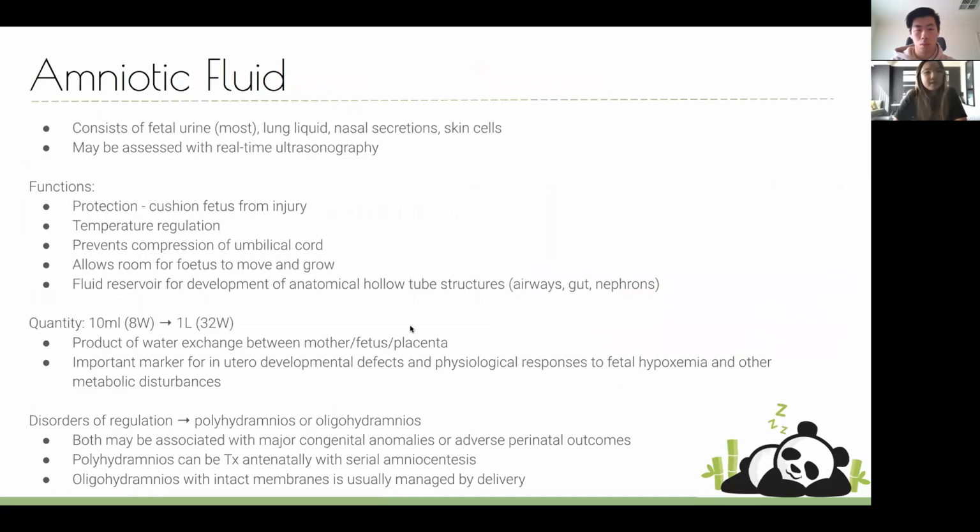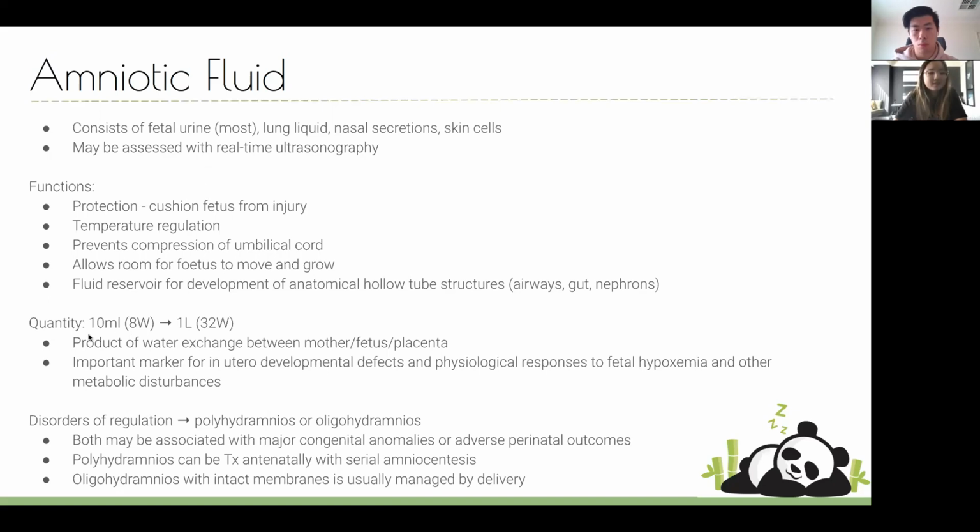Okay, amniotic fluid. You don't have to know too much. Essentially, it functions to protect the fetus from a lot of things, whether it be physical trauma or temperature changes or compression of the umbilical cord. It allows some room for the fetus to move and grow. It's kind of gross because it's literally just fetal urine mostly, as well as some lung liquid, nasal secretions, skin cells.